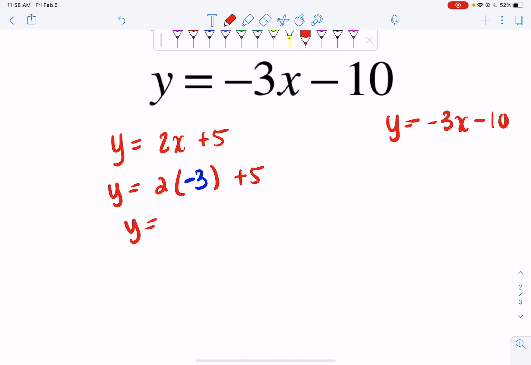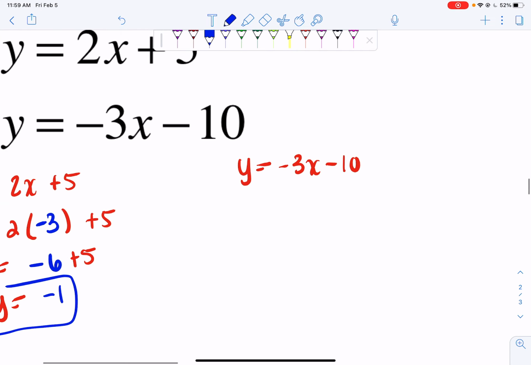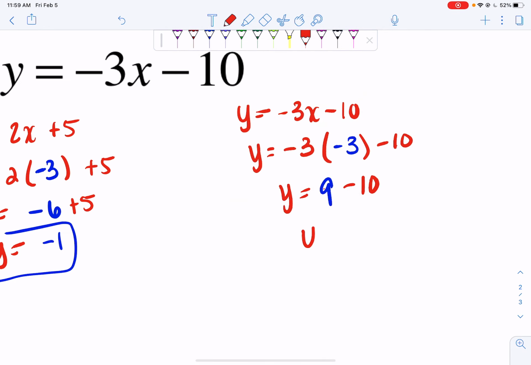What I get is y equals 2 times negative 3 is a negative 6, plus 5. So I get y is equal to negative 1, because negative 6 plus 5 is negative 1. And then when I do the exact same thing here, I get y equals negative 3 times a negative 3, take away 10. Negative 3 times negative 3 is a positive 9. Nine minus 10 is negative 1, which is exactly what I got in the other equation.